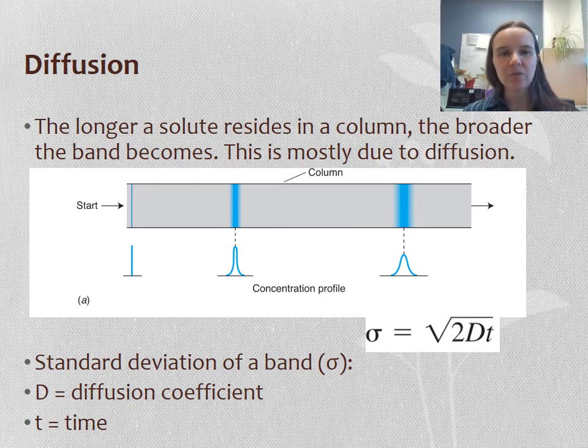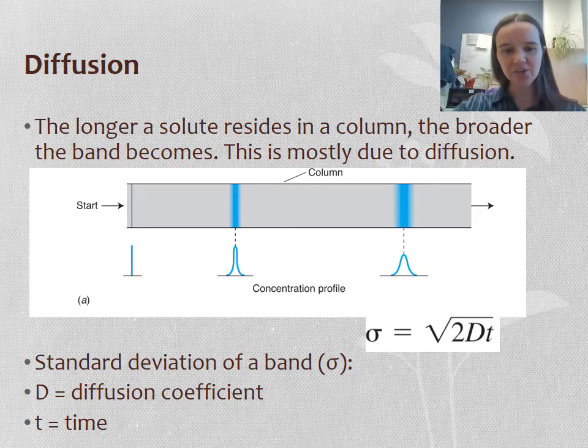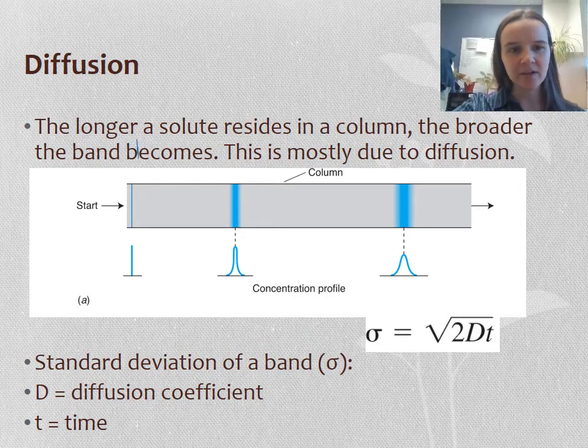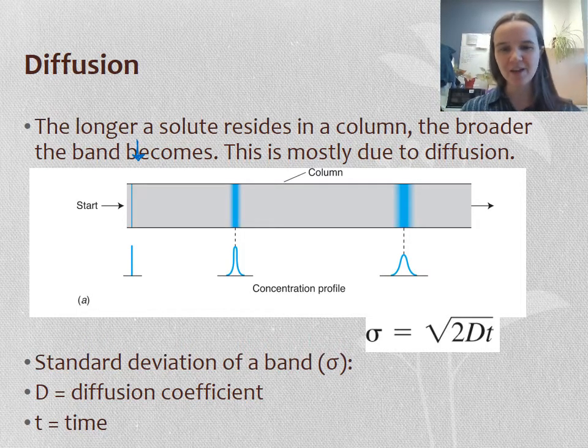Okay, so diffusion. As things go through the column, your analytes, your solutes, pass through the column. You start with a very thin band, and over time this band will become broader, and that's mostly because of diffusion. You have this high concentration of your analyte at the beginning, and things diffuse from high concentration to low concentration. So if you just let it sit alone with no flow, that bright blue, highly concentrated band is going to diffuse into the gray area. Same thing happens when there is flow. And so as you go over time, the peaks are going to get wider because of this diffusion.